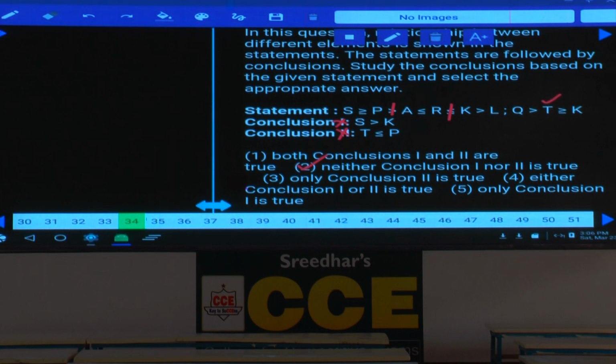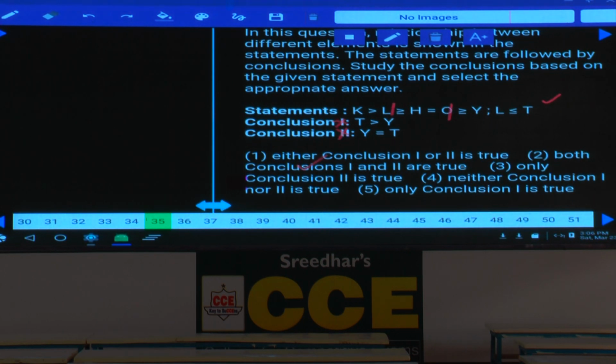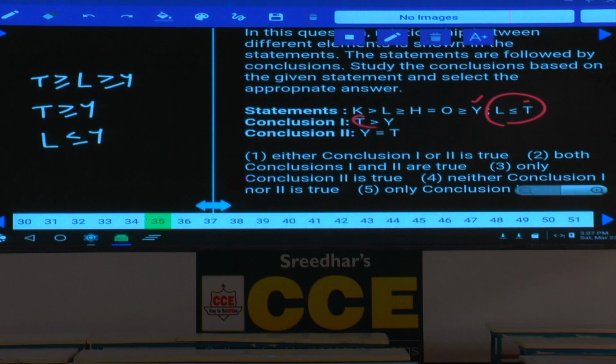Then 70. Now in question number 70, the relation between T and Y. Y is here and T is here, and the letter which is common is L. Now the relation between L and Y is L greater than or equals to Y. And the relation between L and T is L lesser than or equals to T, which implies that T is greater than or equals to L. Hence what is the final conclusion here? T is either greater than or equals to Y, which implies that L is either lesser than or equals to Y. Now the relation between T and Y is T greater than or equals to Y.